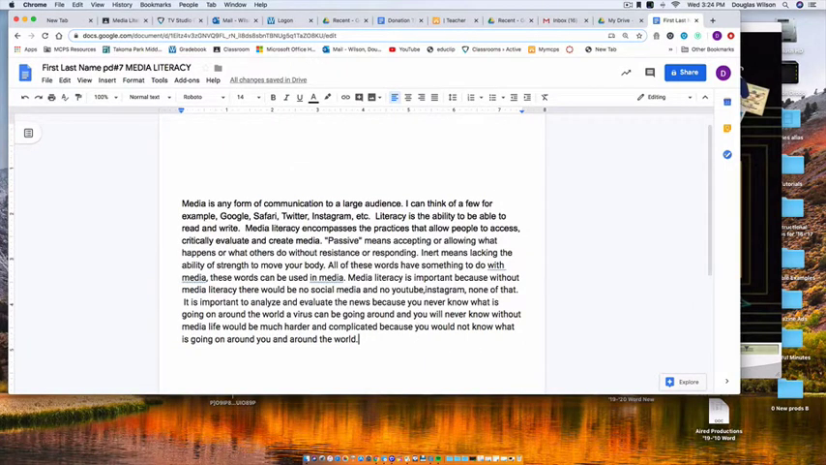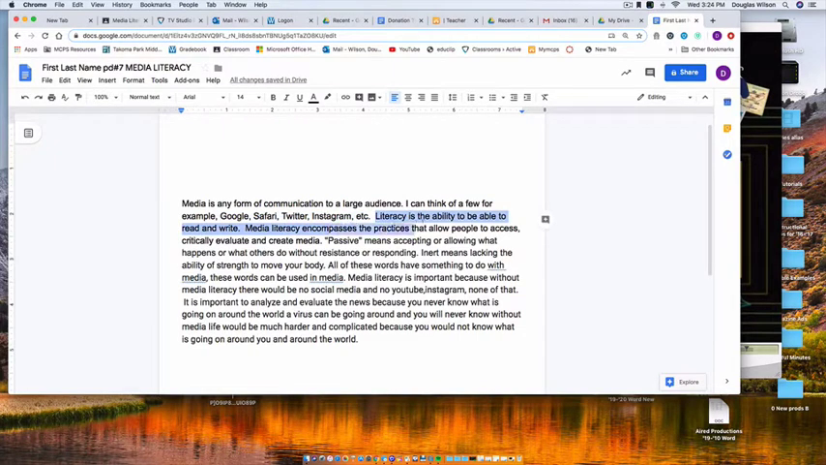Another few things: media is any form of communication to a large audience. I can think of a few examples: Google, Safari, Twitter, Instagram, etc. I wanted you to include all of the examples at a minimum that were on the podcast. Now that was going to help you with your word count also. Literacy is the ability to read or write.